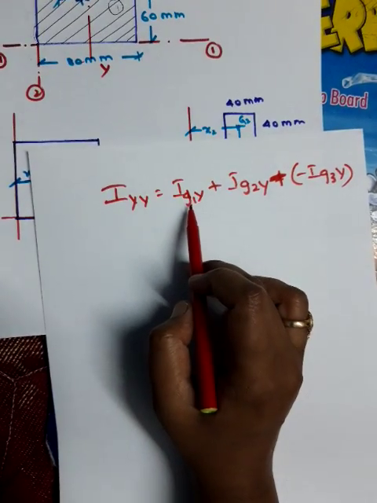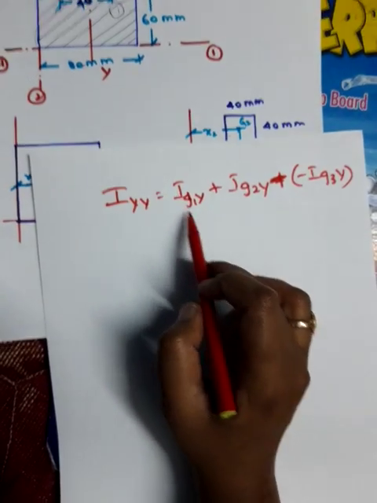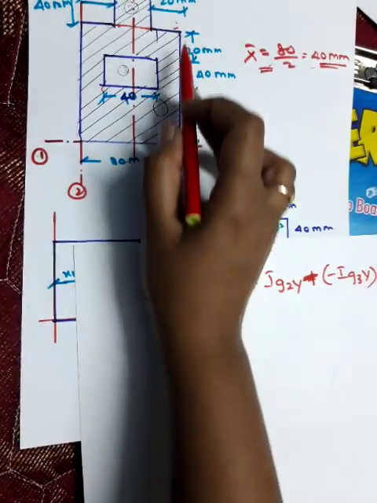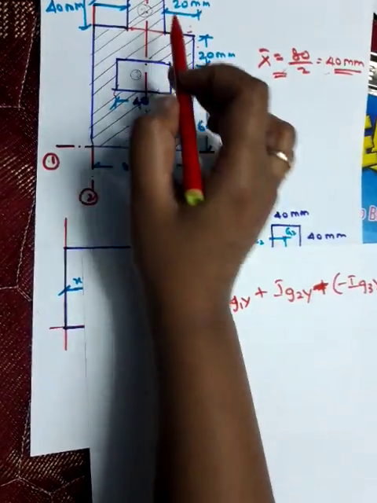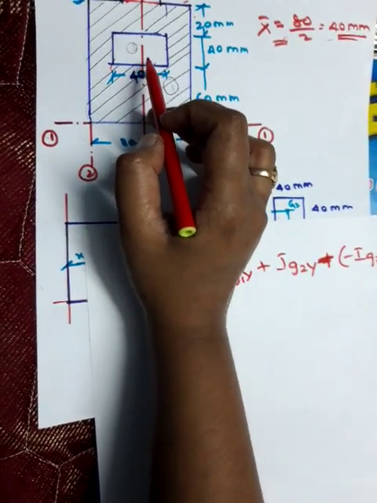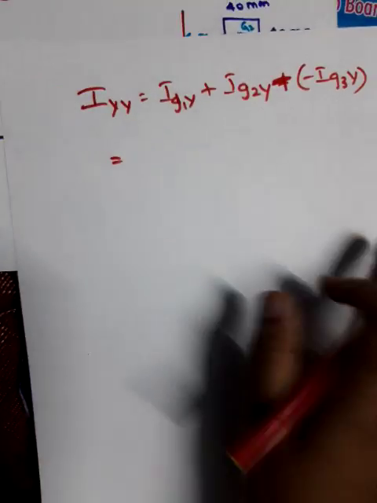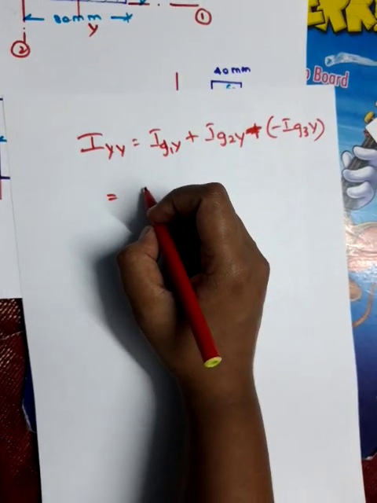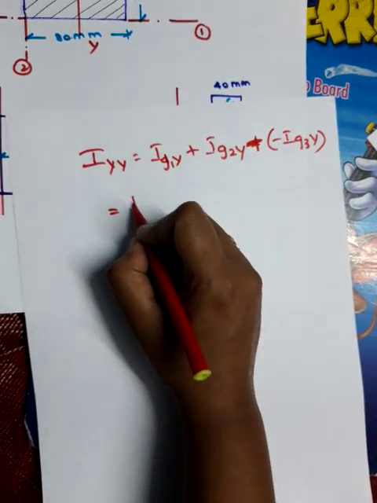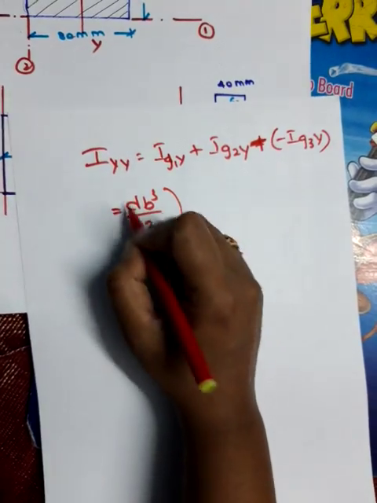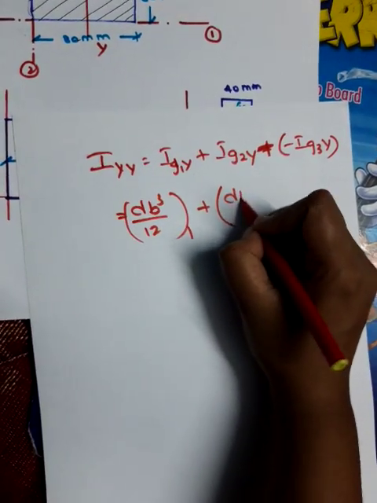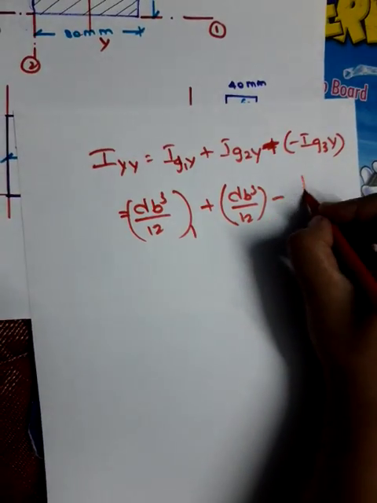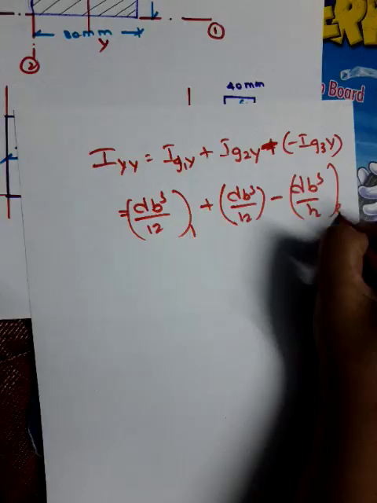So Iyy is equal to Ig1, the moment of inertia of the first area along the y axis, plus the second area, minus the third, because you are going to deduct this particular area. So directly I have written here. Since all the areas are rectangles, with respect to the y axis you will get db cube by 12 for the first area, plus db cube by 12 for the second area, minus db cube by 12 for the third.